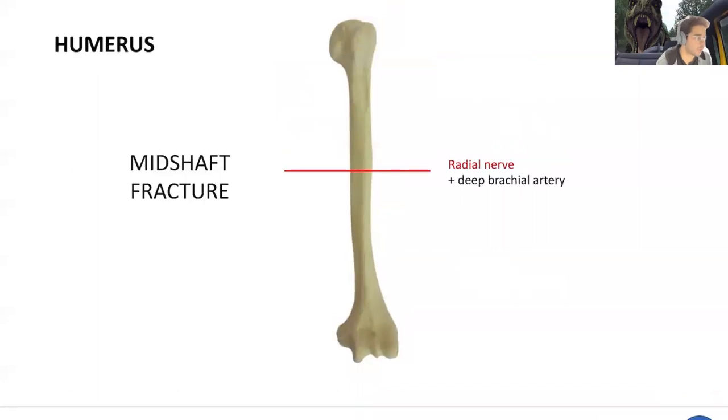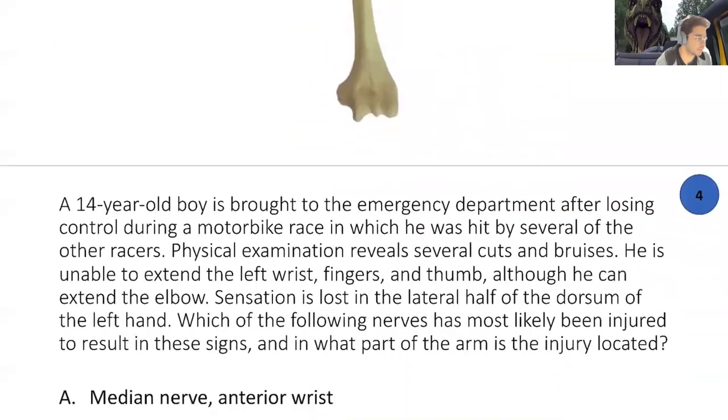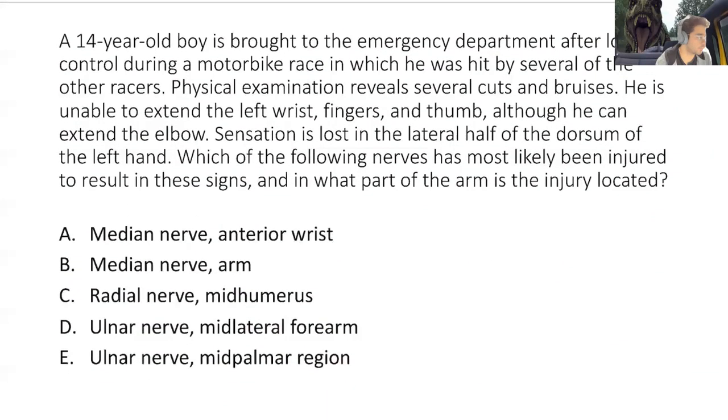Now, the mid-shaft fracture is associated with your radial nerve and your deep brachial artery. Important, because the presentation of a mid-shaft fracture versus a later one, where you're going to see your forearm being damaged, is completely different. So keep that in mind. Highly tested. Need to know this. Let's do a question on it.